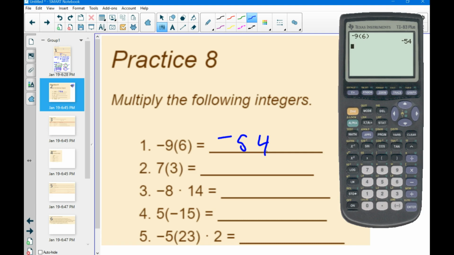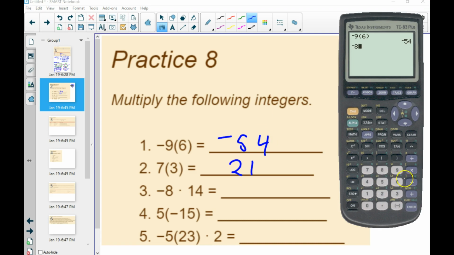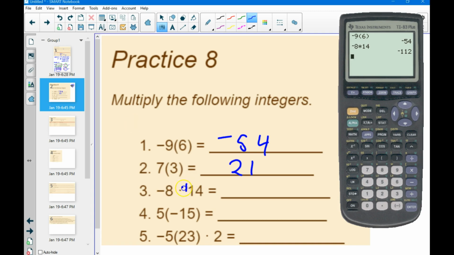Okay, the next one, you have 7 times 3, and basically they're both positive, so it's 21. Here you see that we used a dot instead of a multiplication sign, so it's going to be -8, which, don't forget, we use this button right here. This time we can go 25 times 14 equals, and it's going to be a negative number because the signs are different. We have a negative here, and we understand that it's a positive there. So it's going to be -112.